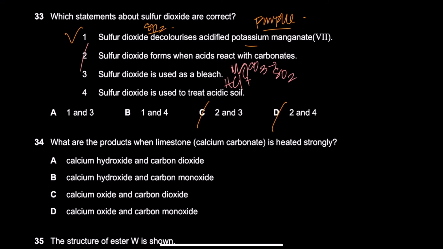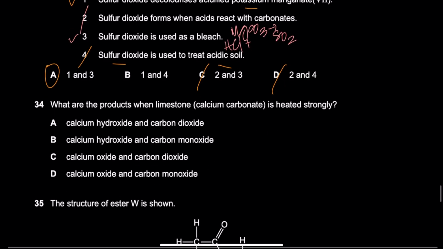Sulfur dioxide is used as a bleach. Yep, it is used as a bleach. We studied that property, right? So it has that bleach property to it. Sulfur dioxide is used to treat acidic soil. No, it's a non-metal oxide which is acidic itself. Acidic soil is treated with a base, a basic oxide. So 4 is wrong. 1 and 3 is the right option.